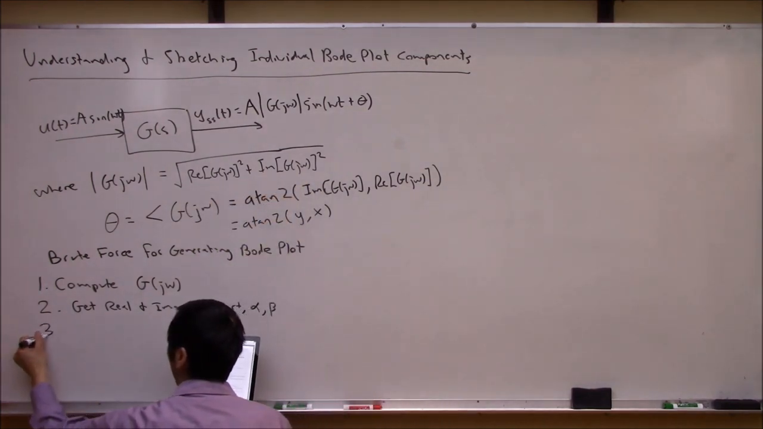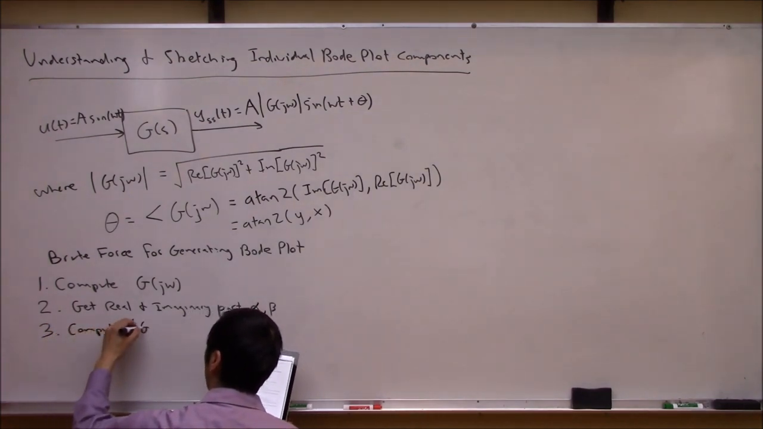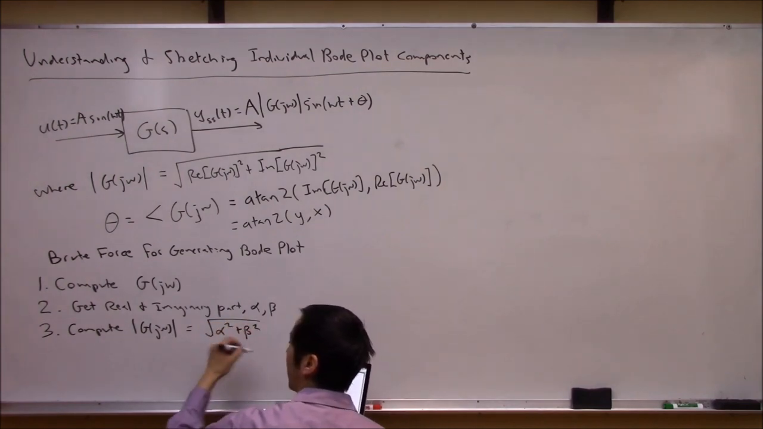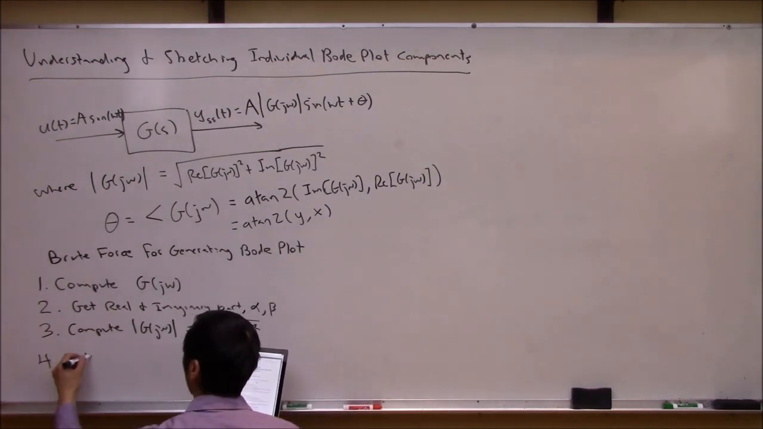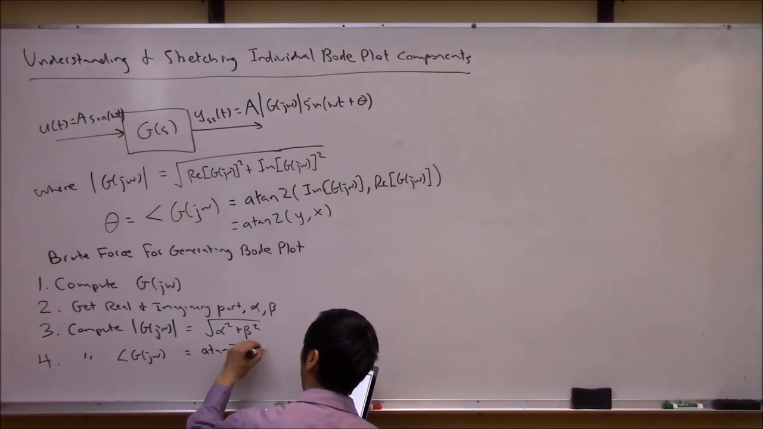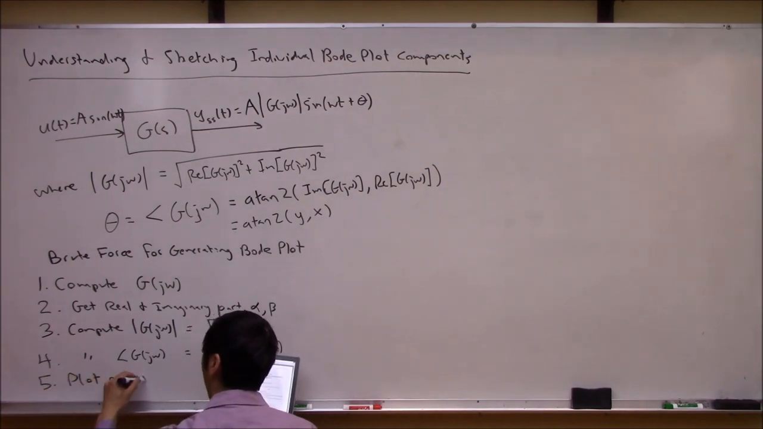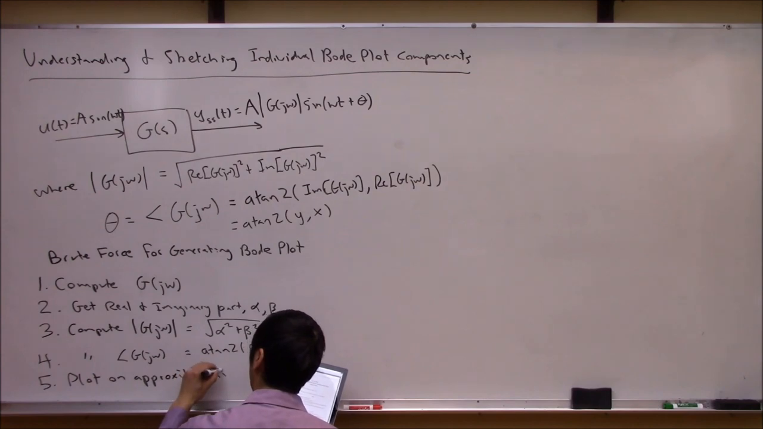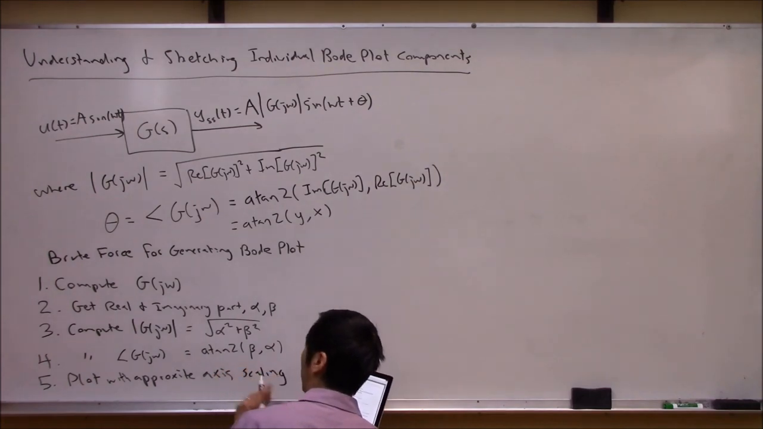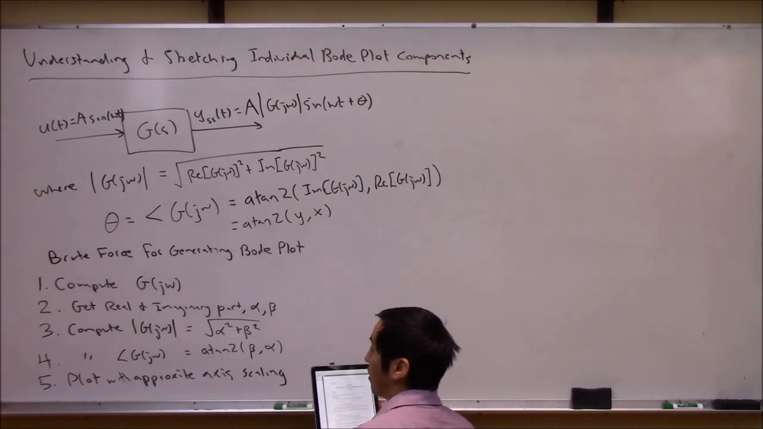And then all you need to do is write yourself some code where you brute force blast through and compute the magnitude of G of j omega, using our formula up there, which was just the square root of alpha squared plus beta squared. And then you compute the angle of G of j omega using our good old friend atan2 of beta and alpha. And then all you're going to do is plot with appropriate axes scaling. We talked about how the Bode plot x-axis is usually log base 10, and the magnitude is usually expressed in decibels, or 20 times log base 10 of the amplification factor.